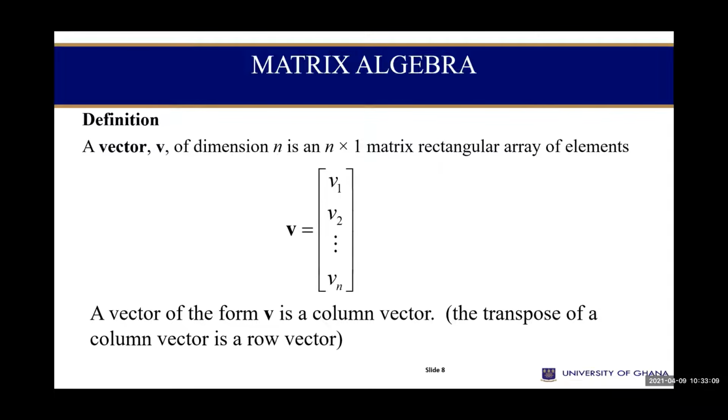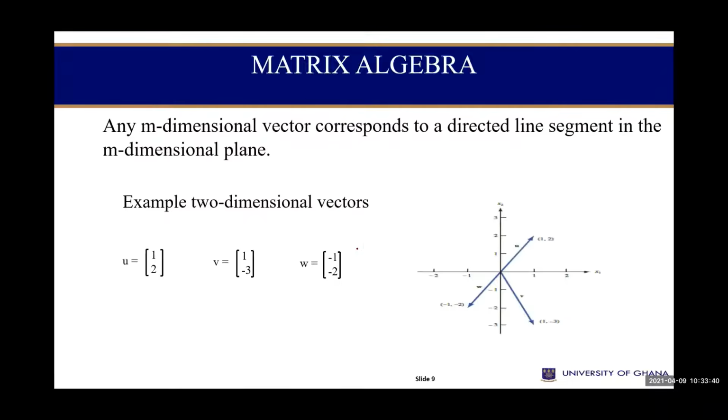Vectors. Okay. Basically, they have just a number of rows and one column. So that's why we see that we have an n by 1 dimension matrix, a rectangular array. This is an example of a matrix in the form of a vector. So we say the vector of the form V is a column vector. The transpose of the column vector is a row vector. We will talk about transpose very soon.